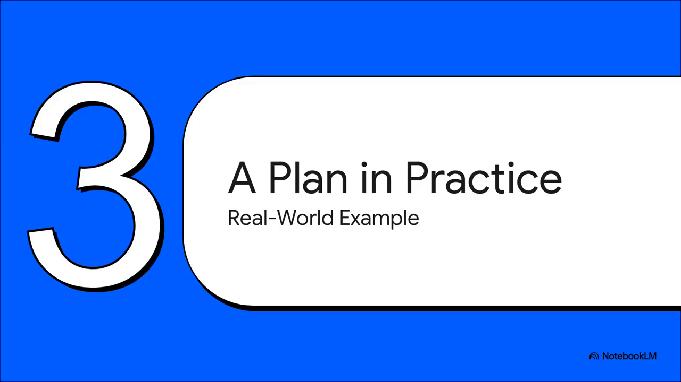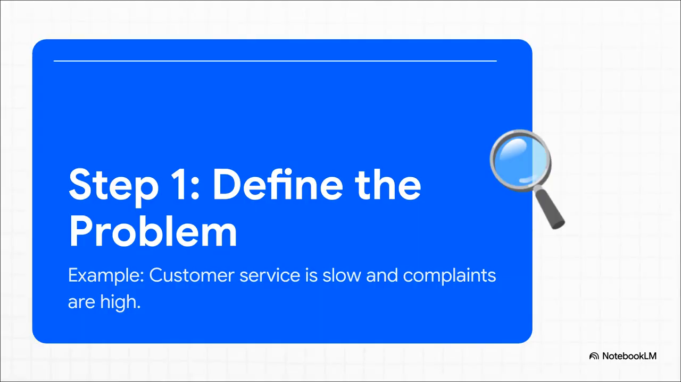Theory is great, but let's make this real. Let's take a super common weakness that might pop up in a SWOT analysis, something like poor customer service, and let's walk it through our 5-step process together, right now. All right, step 1. Define the problem with absolute precision. We're not going to say something vague like, customer service could be better. No, we're saying customer service is slow and complaints are high. See the difference? That specific, honest clarity is the foundation for everything that comes next.